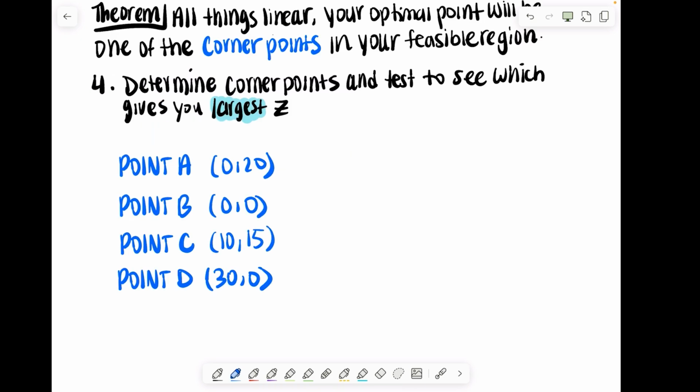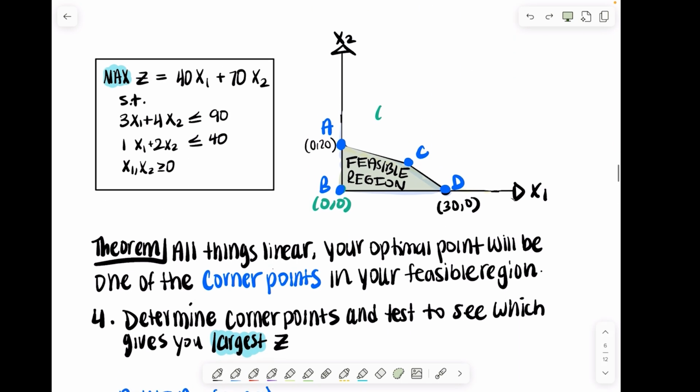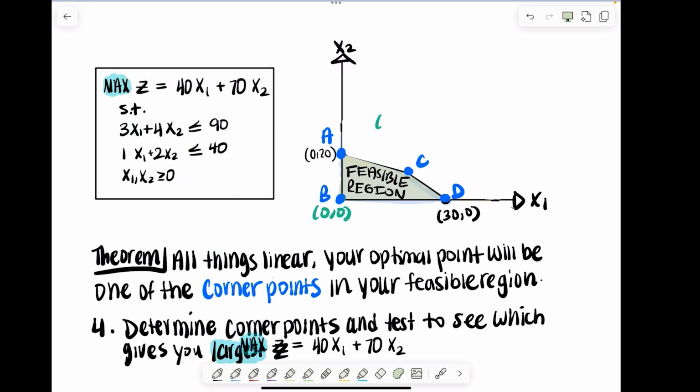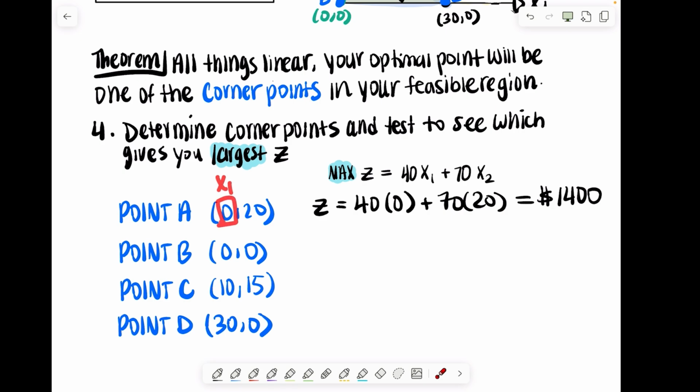Now, to test to see which one of these points is going to give us an optimal solution, we will need our objective function. So I'm going to copy it and move it over here. So z is equal to 40 times, in this case, x1 is 0, plus 70 times x2 is 20. This becomes 0. 70 times 20 is 1,400. So remember, z is profit. So that means that when we produce 0 shirts and 20 pants, we make $1,400.